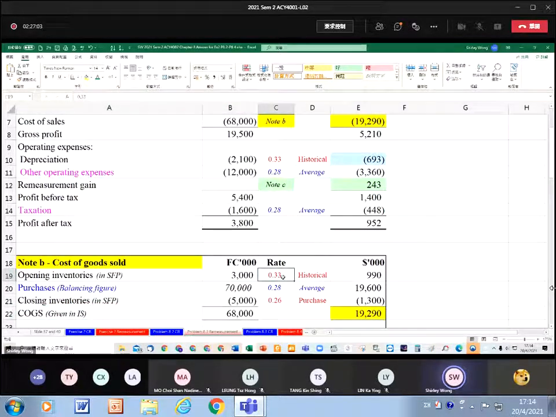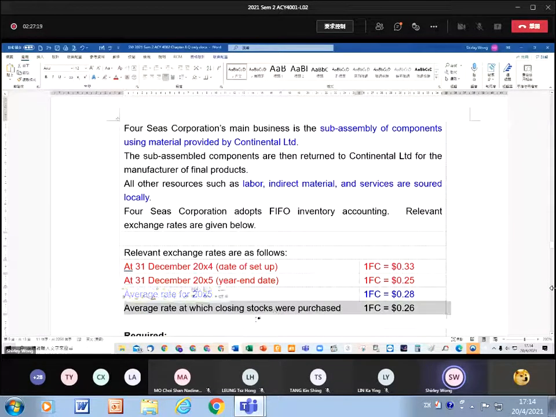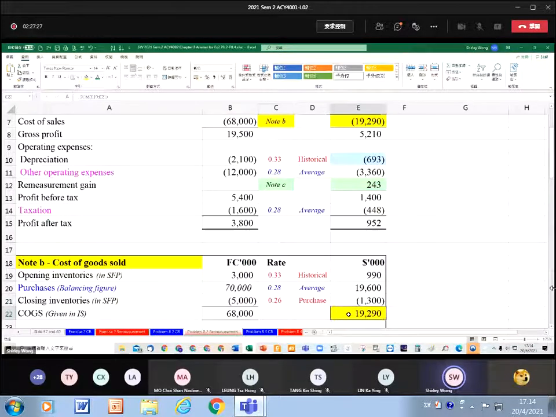And for the opening inventory, we will use the historical rate. For the newly purchased, we will use the average rate. And also for the closing inventory, according to the question, we will use the rate at the date we purchased this closing inventory, that is 0.26. It is given in the question. 因為 closing inventory 很多時都是包含了幾堆賣剩的貨，所以通常都會給你一個 average rate of the closing inventory。So we can calculate the cost of goods sold here.